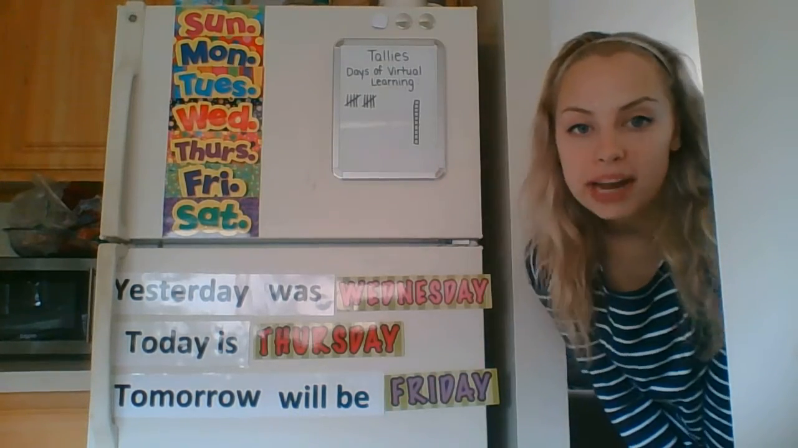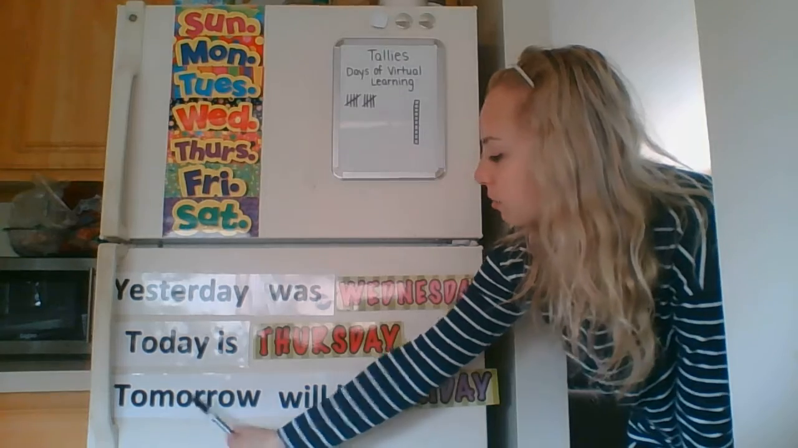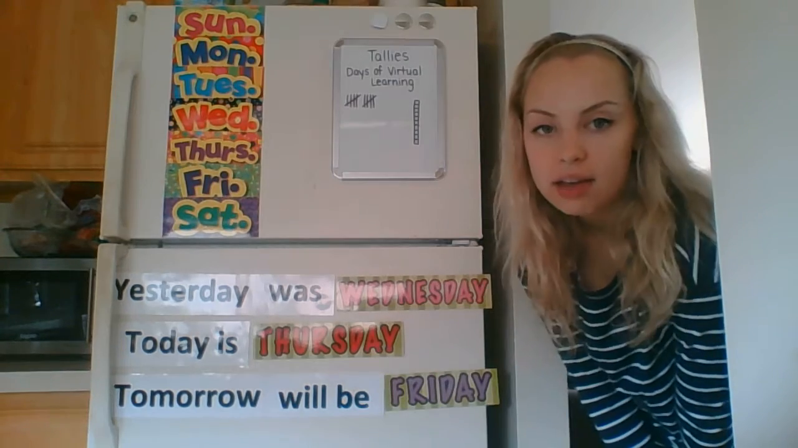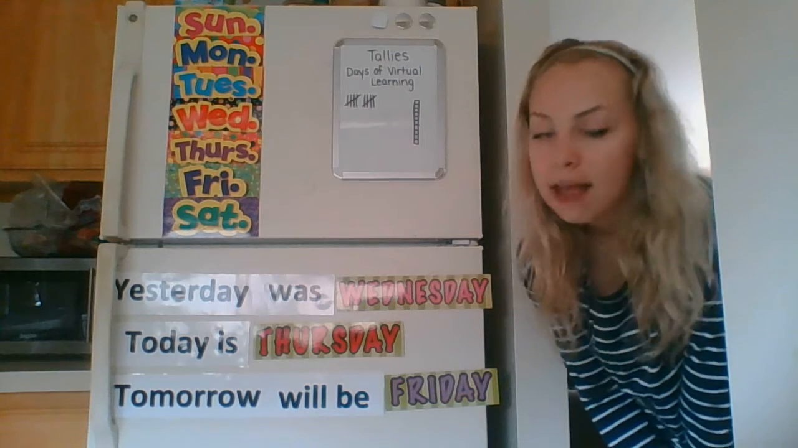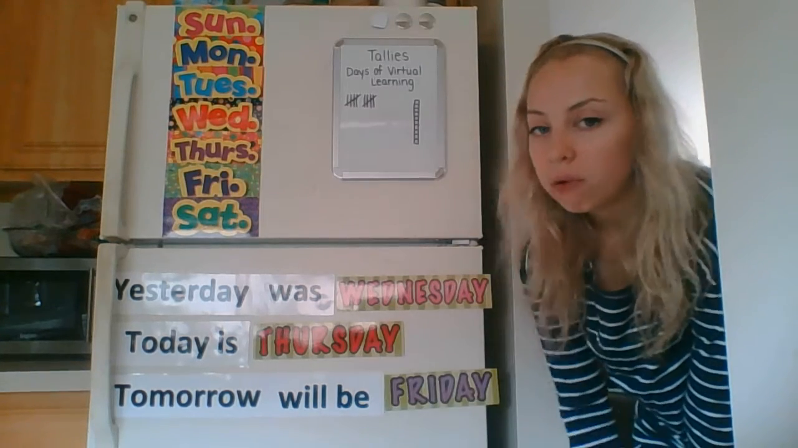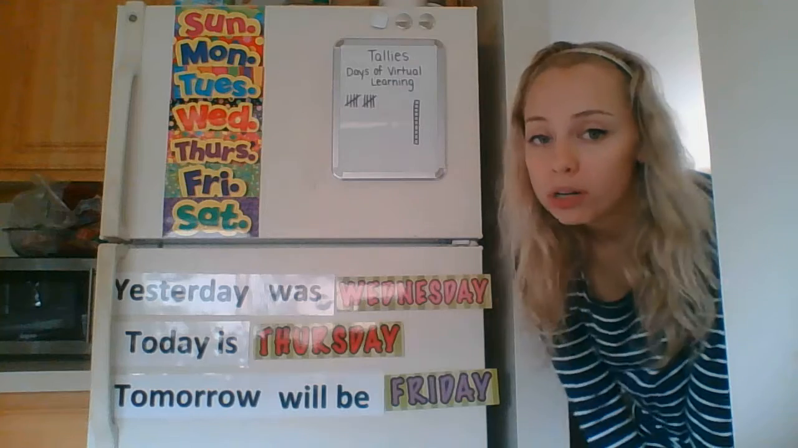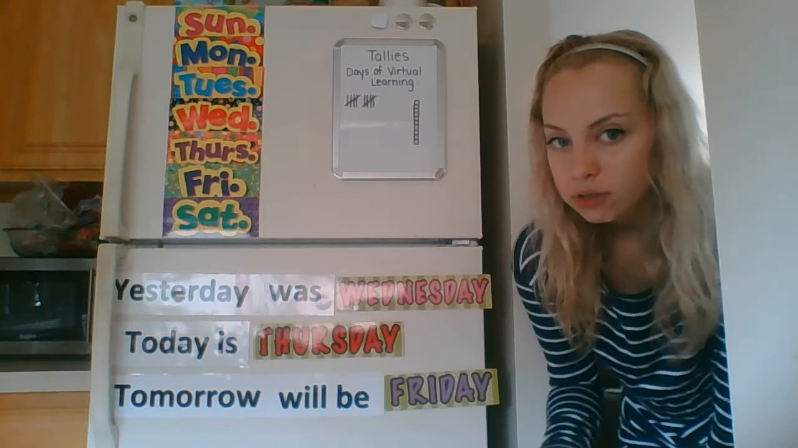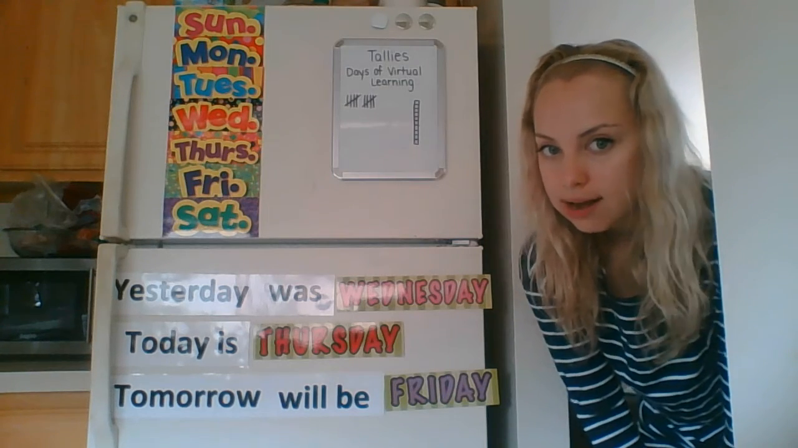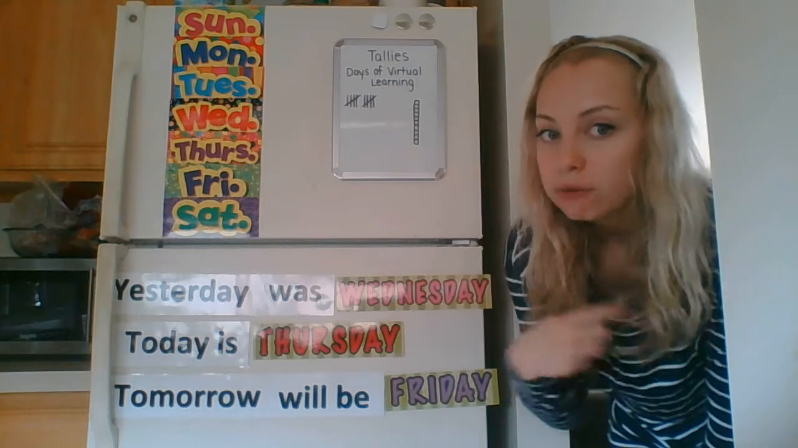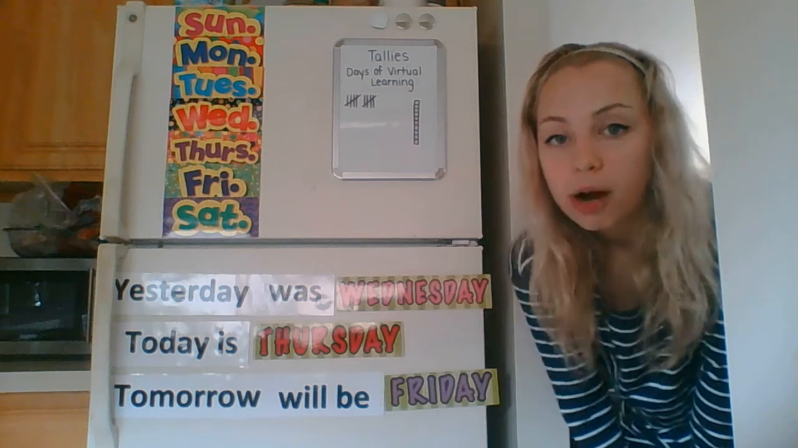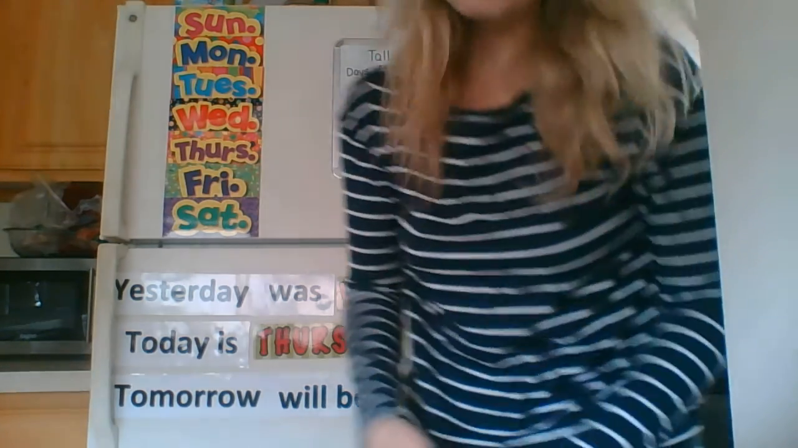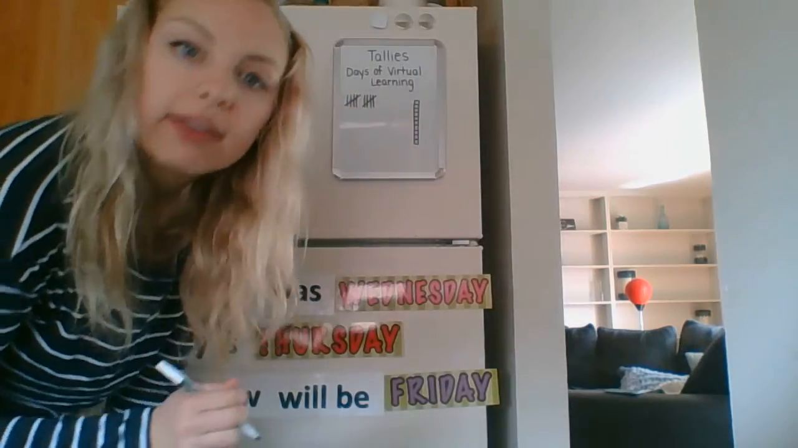Okay, let's go ahead and read that sentence together. Tomorrow will be Friday. Read it with me one more time. Tomorrow will be Friday. Now, when we're reading these sentences, I really want you to pay attention to what the words are, so that if you were to have to read it on your own, you would know what the words said. It's not just by memory. We have to know that this word is yesterday, this word is today, and this word is tomorrow.